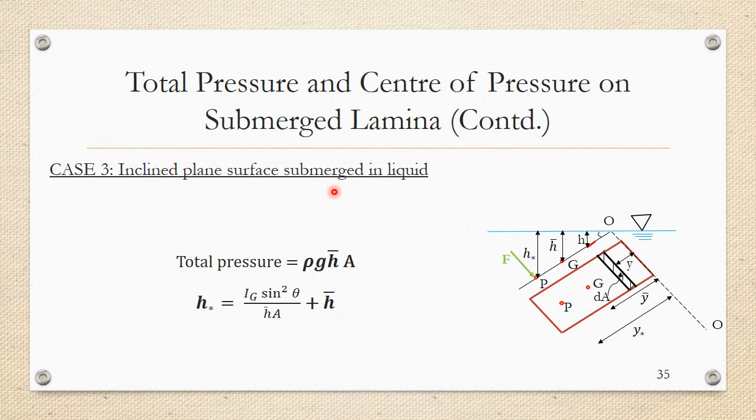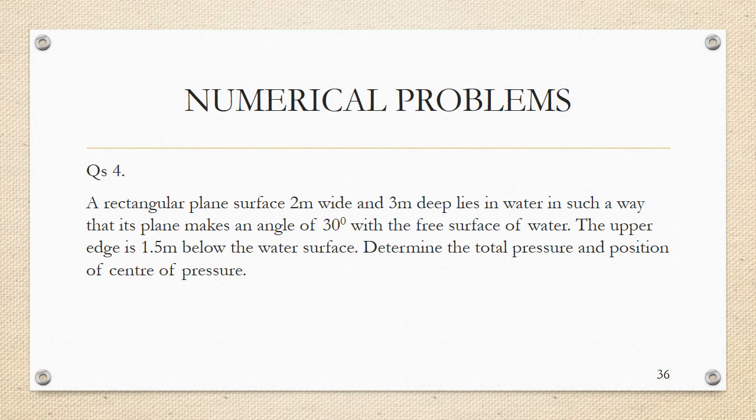And so for an inclined plane surface submerged in liquid, the total pressure is found to be rho g into h bar into a, and h star is found to be Ig sine squared theta divided by h bar into a, plus h bar. So let us do a numerical problem.